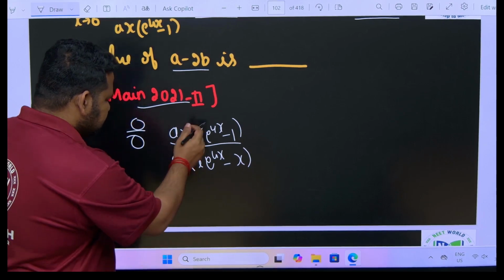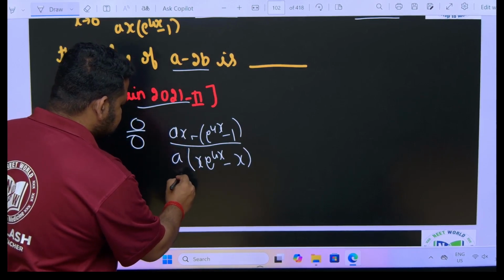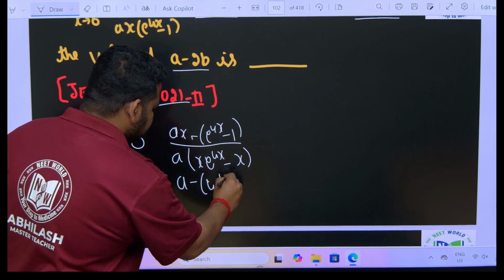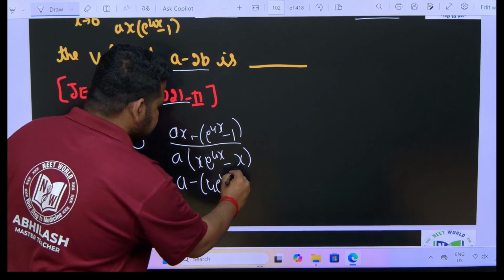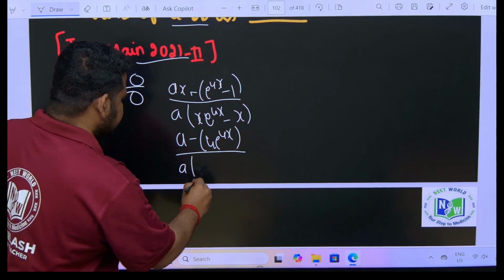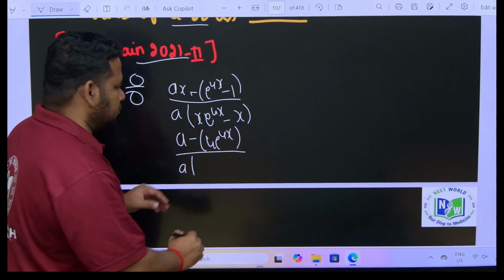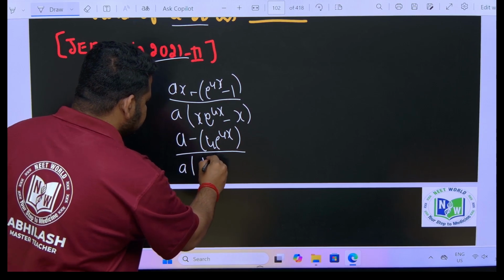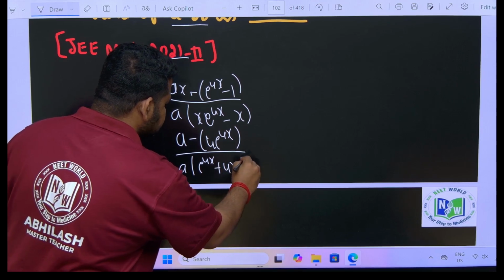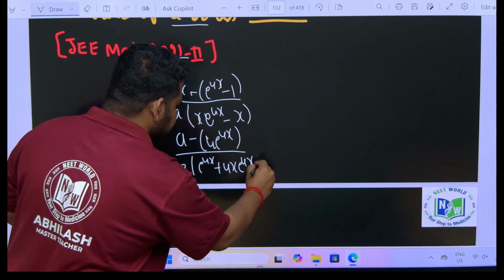So here it is 0 by 0 form. So let us apply L'Hôpital's rule. So this will be a minus e power 4 into e power 4x. Okay, derivative of 1 is nothing but 0 minus. So a into this x into e power 4x, I have to apply what? Product rule. So this will become e power 4x plus 4 into x into e power 4x. This is derivative of x is 1.